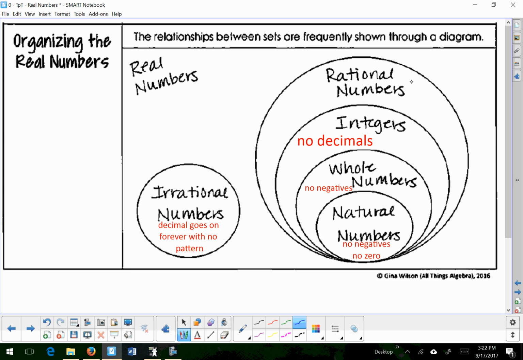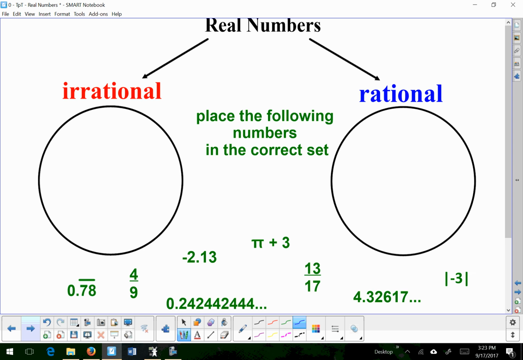Right? So rational numbers are like living on Earth. Integers are like living in the US. Whole numbers are like living in New York. And natural numbers are like living in Westchester. So as you move down the group, you get much more specific. Much more specific. So let's take a look here. I have a couple of examples. If you want to give this a try, pause the video, make 2 circles, and put the numbers in the right place.